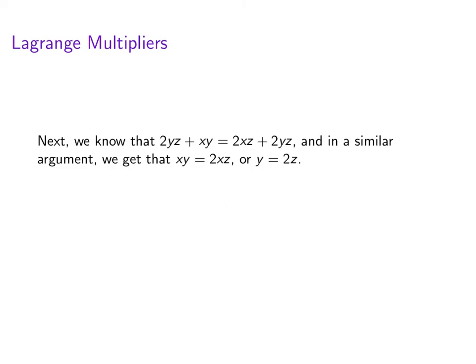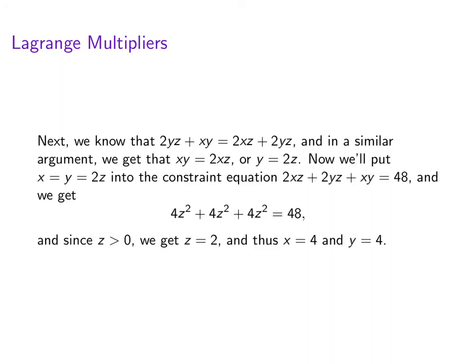Now we'll take two different expressions that we know are equal, set them equal, and in a similar way we'll get y is equal to 2z. Again, we know that x is not equal to 0, so it can be canceled out. So let's put x equals y equals 2z into the constraint equation, 2xz plus 2yz plus xy equals 48, and then they all turn out to be the same thing. We get 4z squared plus 4z squared plus 4z squared equals 48. So if you solve that, you'd get plus or minus 2, but we don't care about negatives because these are measuring distances. So z is equal to 2, and so x and y have to be equal to 4.